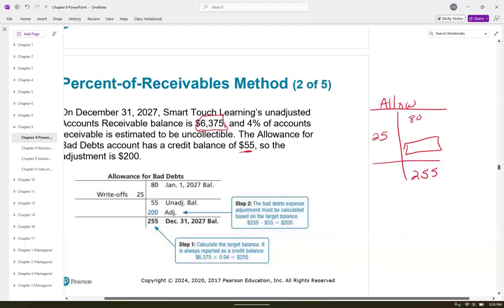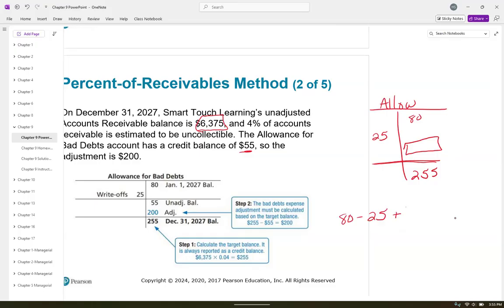Now, this can be an algebraic equation, okay? I went over there and I showed you how these are. When I draw a line right here, that just means total. So we could write out an equation. We could say 80 minus 25 plus, I'll just put a box here, whatever our bad debt expense is, equal to 255. They've already done the math, so we don't really have to. But I would take the 255 and work my way backwards to get to this 200, just like an algebraic equation.